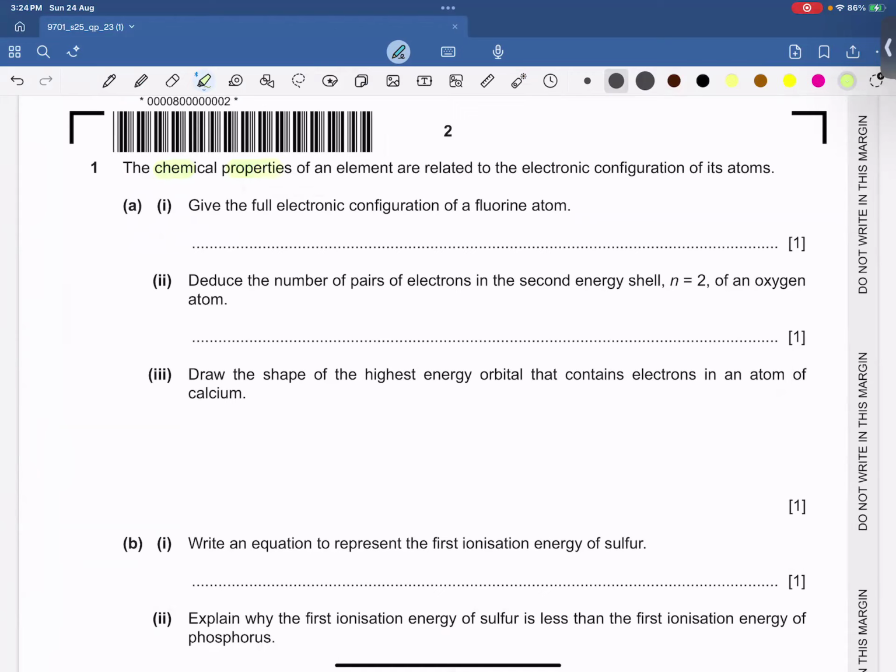The chemical properties of an element are related to the electronic configuration of its atom. By the way, electronic configuration means number of electrons. So chemical properties always depend on the number of electrons. As long as the number of electrons is the same, the chemical properties of those elements would be the same. All right.